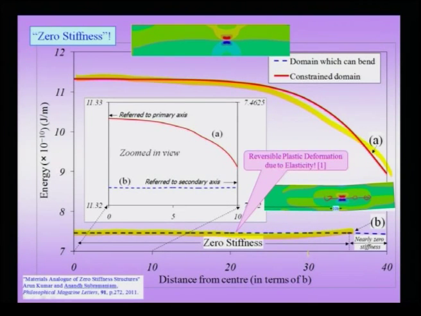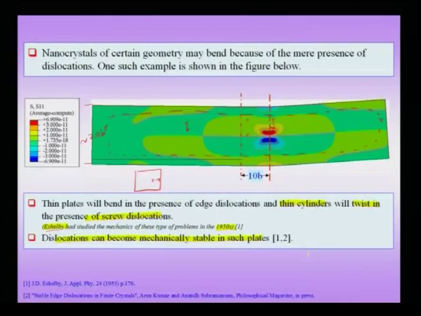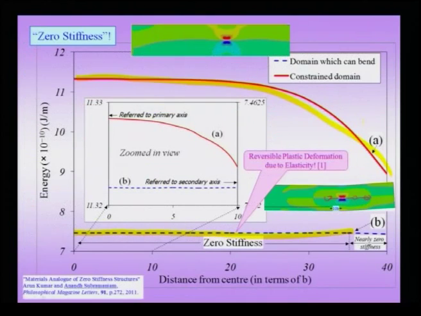That is, this material now exists in a state of neutral equilibrium. We all know that if we take a ball and put it on a plane, then this ball is in a state of neutral equilibrium. Exactly equivalent to that, this dislocation is residing in a state of neutral equilibrium with respect to its position in a thin plate like this. So, this is a nanocrystalline plate which has certain dimensions, as we have seen before: the length is of the order of 100 Burgers vectors and the thickness is 20 Burgers vectors.